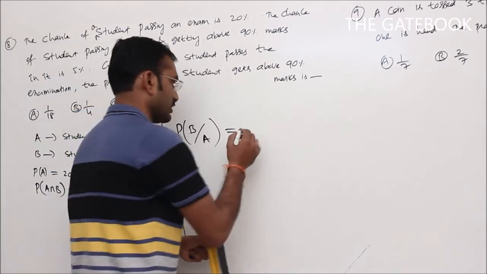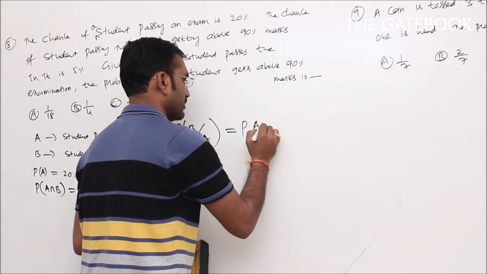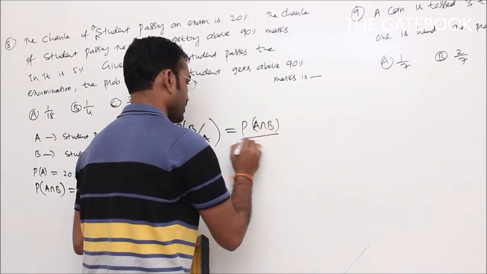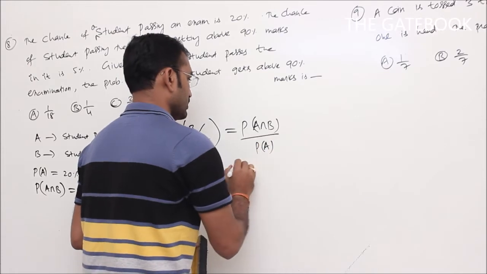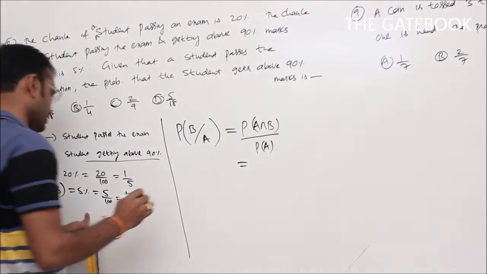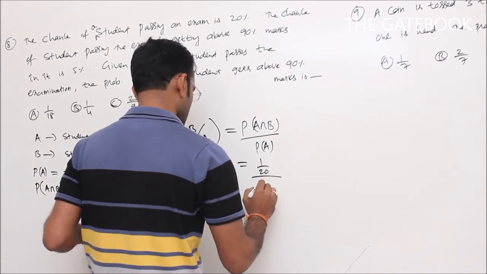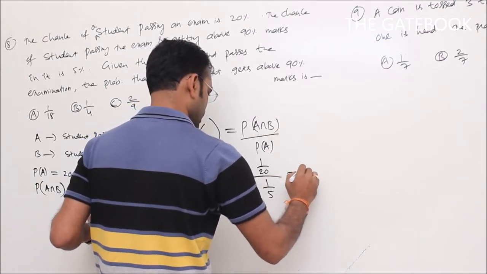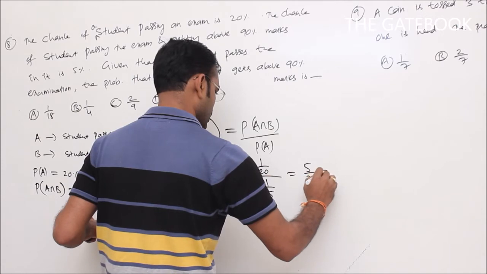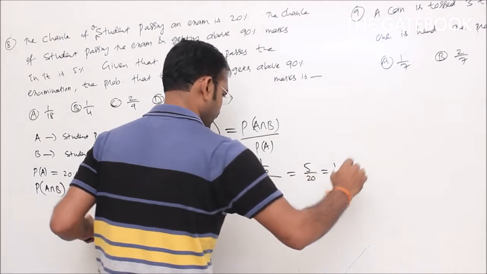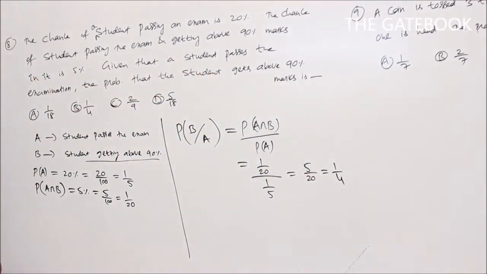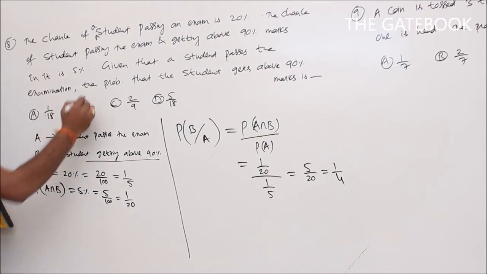So using that conditional probability definition, I can write P of A intersection B by P of A. P of A intersection B is 1 by 20, and 1 by 20 divided by P of A, which is 1 by 5, gives 5 by 20, that is 1 by 4. So option B is correct.